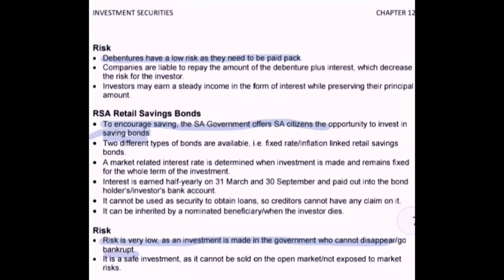Then the risk of it is what? The risk is very low, as the investment is made in the government, which cannot disappear, whereby they give you a chance of investing. You are investing in a retail savings bond, which is RSA, which is government, that will never disappear or liquidate. So the risk is very low. It's unlike investing in private companies and then they start to run away with your money.